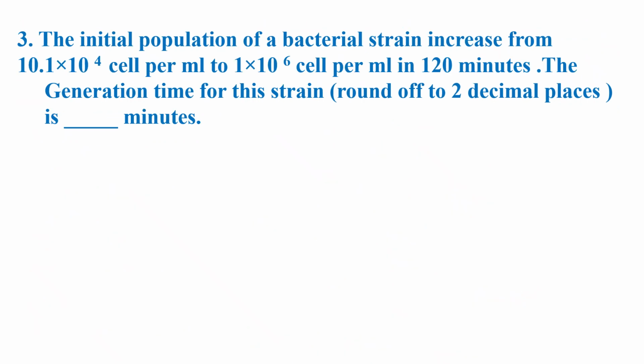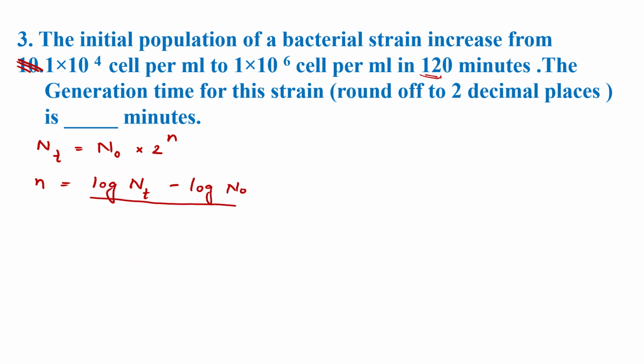Initial population of a bacterial strain increases from 1 × 10^4 cells per ml to 1 × 10^6 cells per ml in 120 minutes. The generation time for this strain is what we have to calculate. So we know the formula Nt = N0 × 2^n, or using logs, we can say that n = (log Nt − log N0) / log 2.